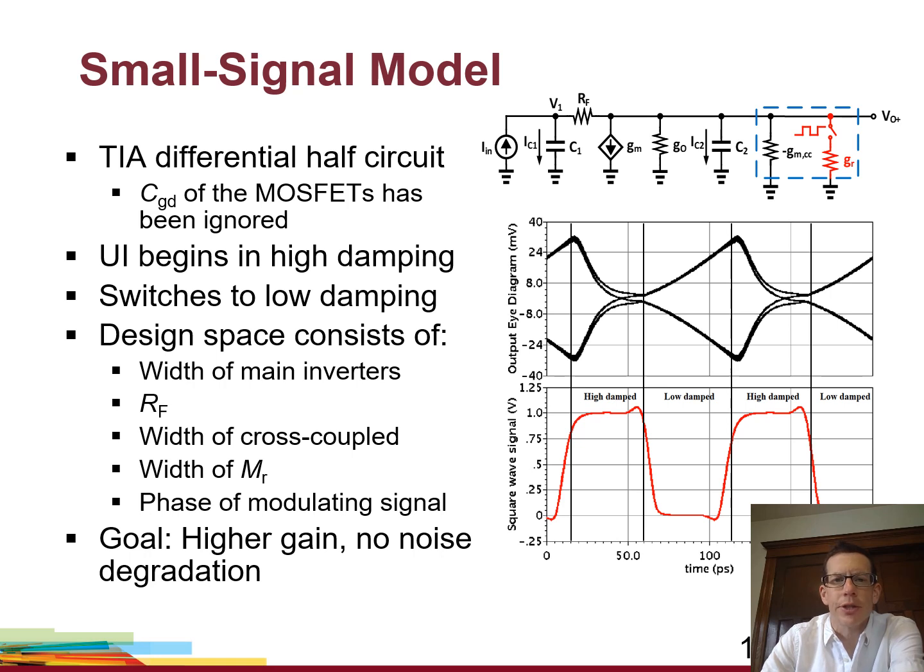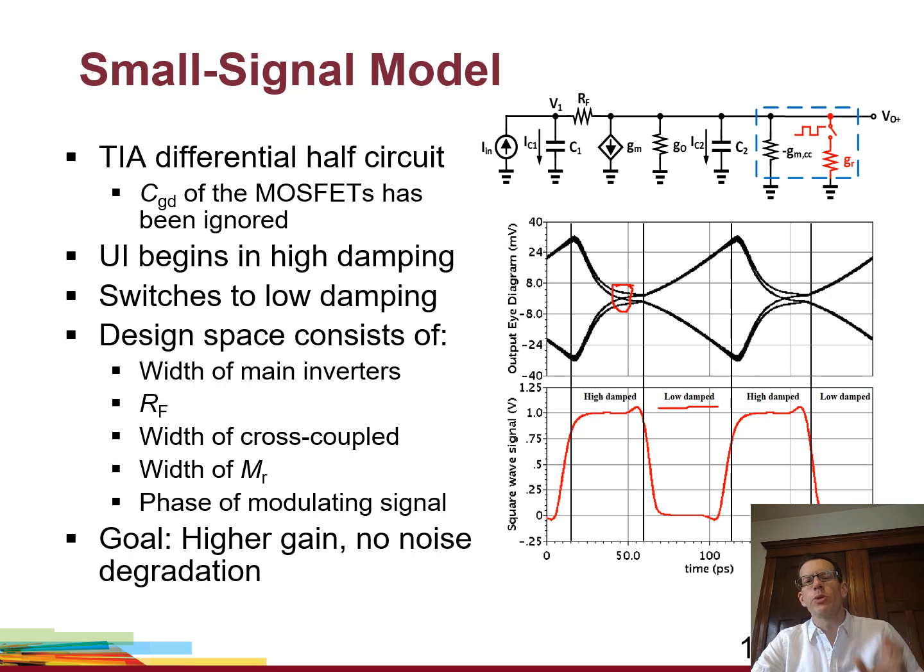On the top right is the small signal model, and this gives a sense of qualitatively and through these simulations how this system's working. So what's happening is the unit interval is starting in a high damping factor mode. And so the output is changing somewhat sluggishly. Then we shut off that transistor and we go into a low damping factor region. And we get a very fast response, and the output increases significantly. Then we go back to a high damping response.